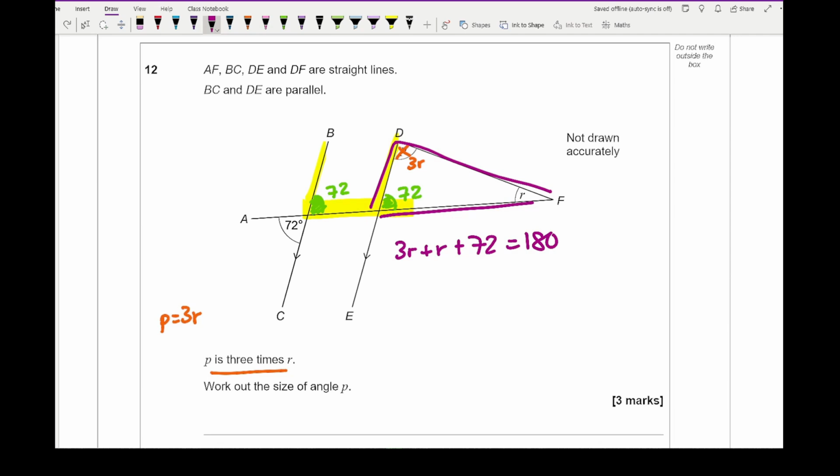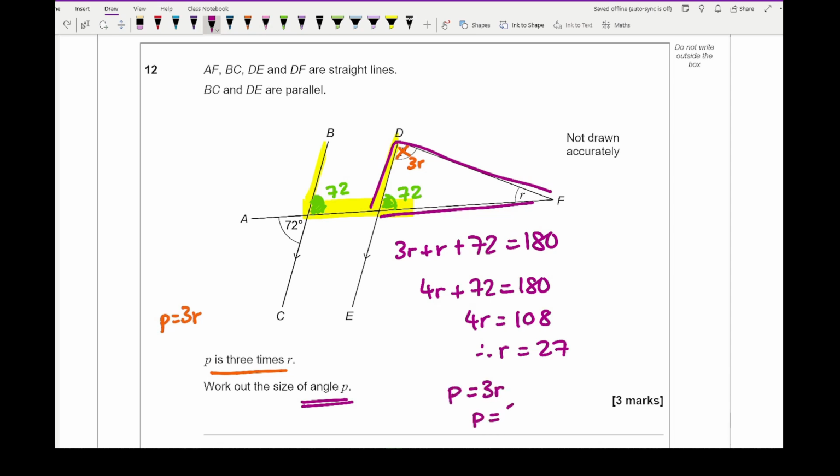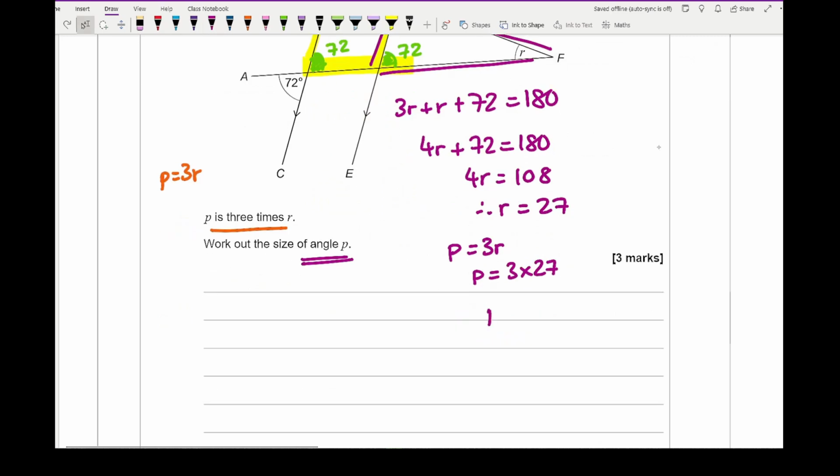Turning this into an equation, we get 4R plus 72 equals 180, and then all I need to do is solve this for R. So 4R is equal to 108, leaving me with an R value of 27. The question doesn't ask me to find R, it's asking me to find the size of angle P. P is equal to 3R, so P equals 3 multiplied by 27, which gives me an answer of 81.